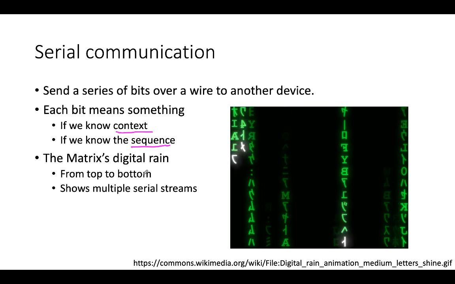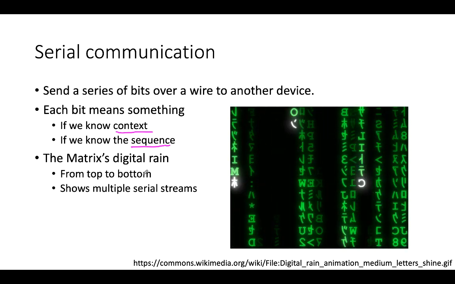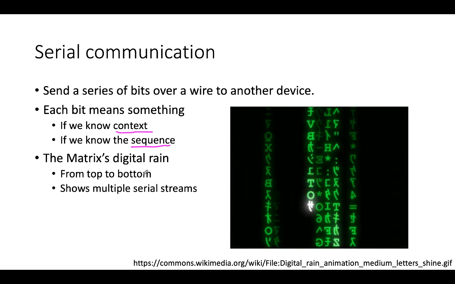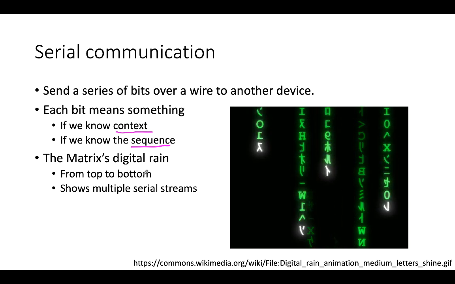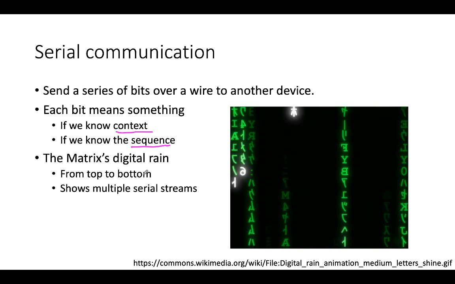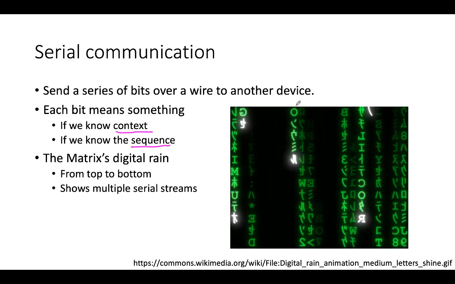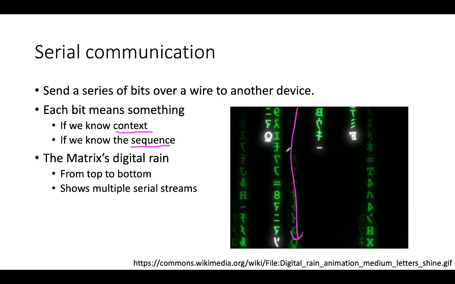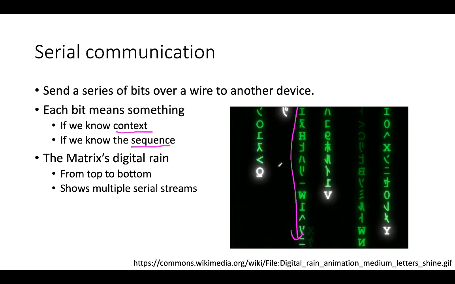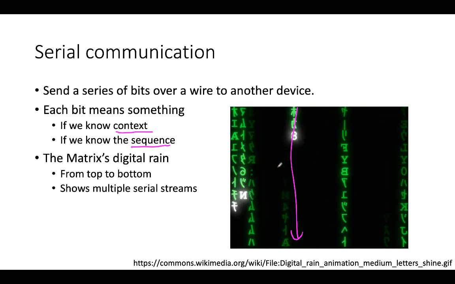Probably the most visually striking representation of what serial information is the falling rain or digital rain in green and black that we find on different scenes in The Matrix, the movie from 1999, where you have these serial streams of information going from top to bottom with different letters and characters and numbers in them. And that sequence means something as part of the movie.